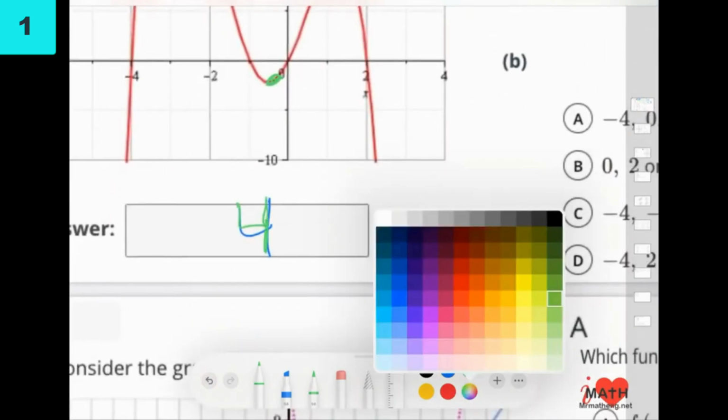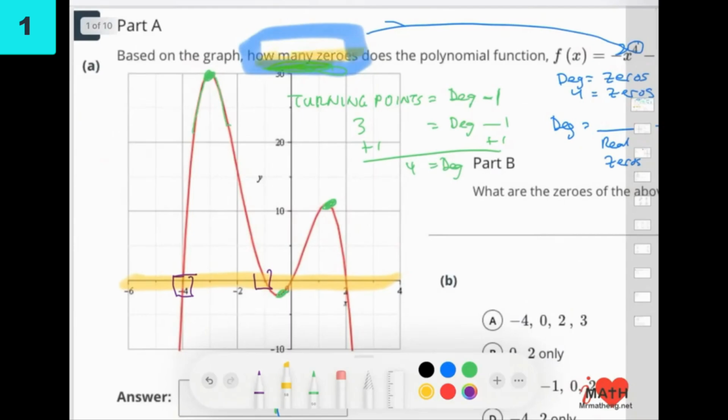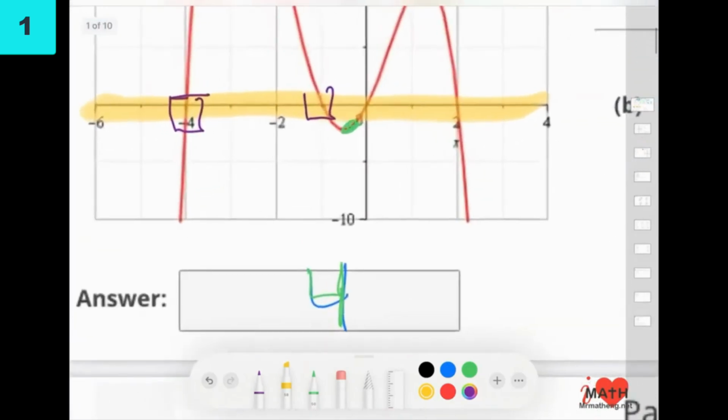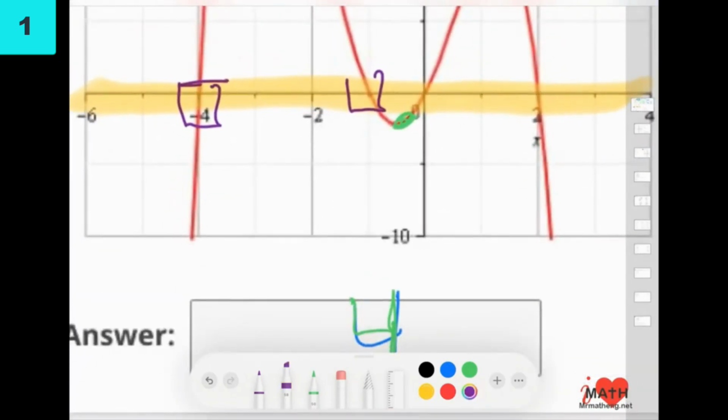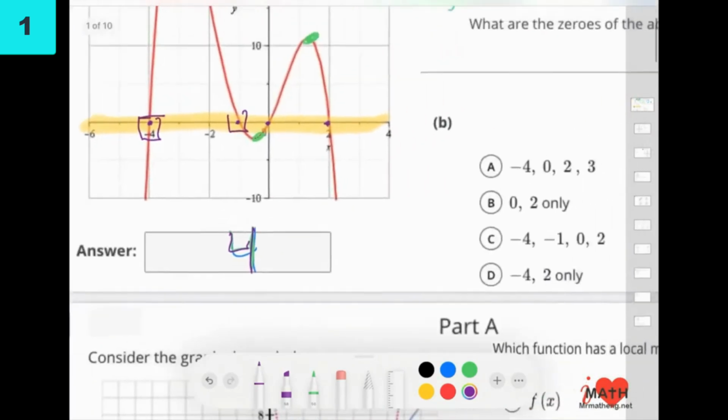And here is a third way that I know the answer is 4. You can look at the x-intercepts. So basically, zeros are how many times it visually crosses the x-axis. And if it shoots through or goes through the x-axis, then it counts as 1. So this is 1, 2, 3, 4. So that is a third way of showing you why the answer is 4.